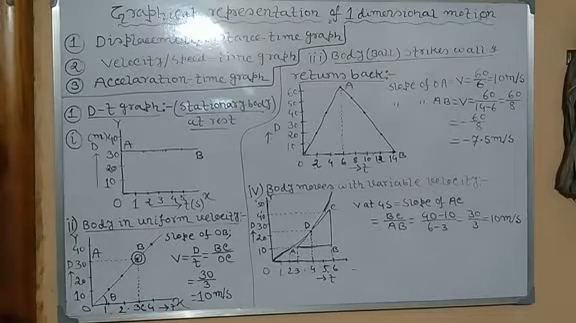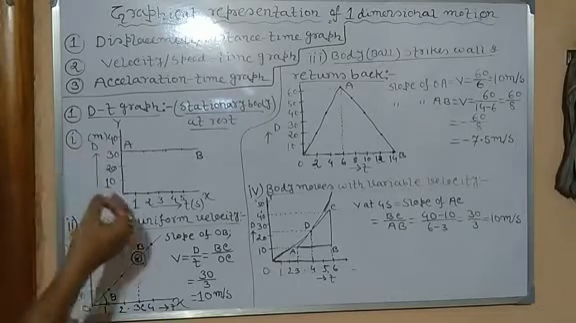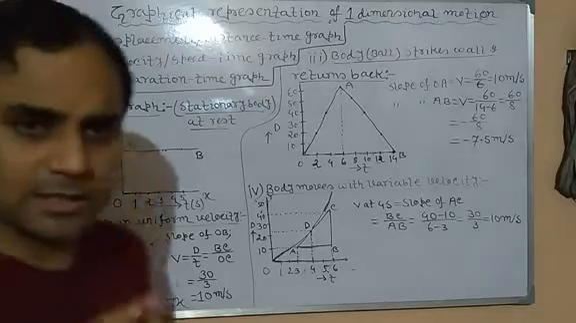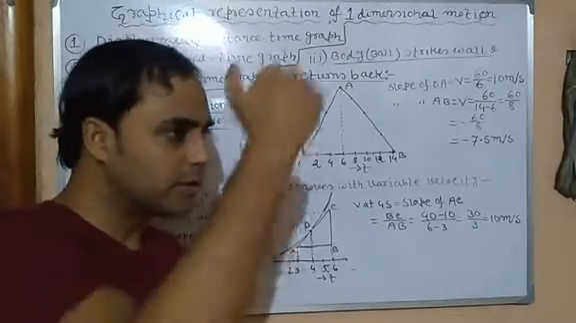Let's move to the second condition. Now the body was at rest. Now, if the body is in uniform velocity. Uniform velocity means velocity is equal to distance by time.